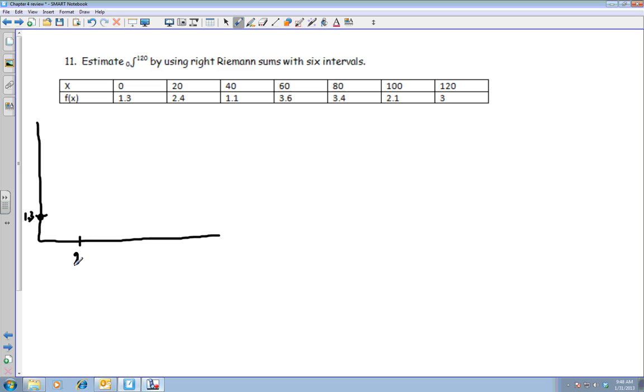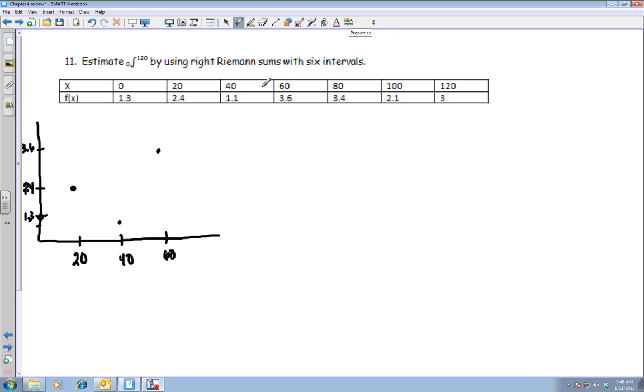When x is 20, f of x is 2.4. So remember, f of x are our y values. And I don't care if these are to scale, I'm just making a sketch. When x is 40, f of x is 1.1. And at 60, it's 3.6. Okay, and we can make the others if we need to. I'm going to stop right there and see what it looks like.